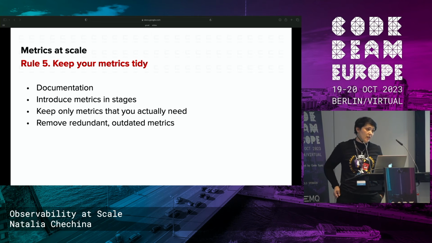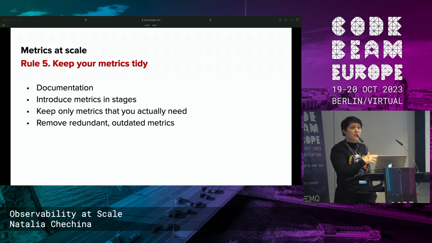Tidiness is always very good, particularly when we talk about metrics. The code should remain clean. The documentation, here we need a separate documentation. For example, with logs, we could get away with having our logs inside of our code and just reuse it. With metrics, we really need to take it outside and make sure that we look after that.